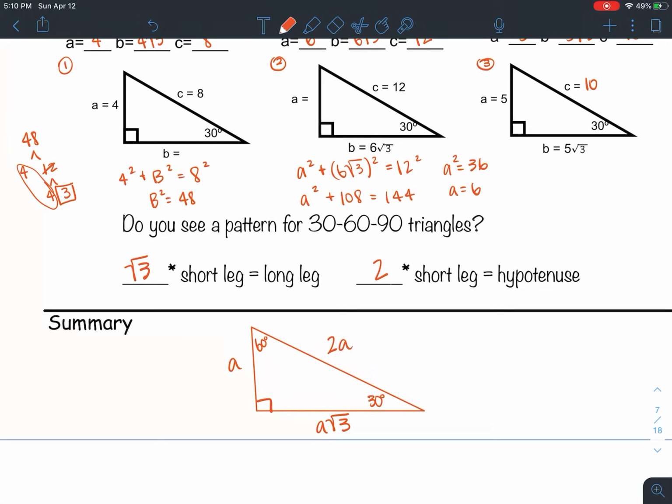be 2 times A. Now, if you get the 2 and the root 3 mixed up, just remember that your hypotenuse has to be the longest side. So if I take 2 times A, that's going to be greater than A times the square root of 3, because the square root of 3 is about 1.7-ish.